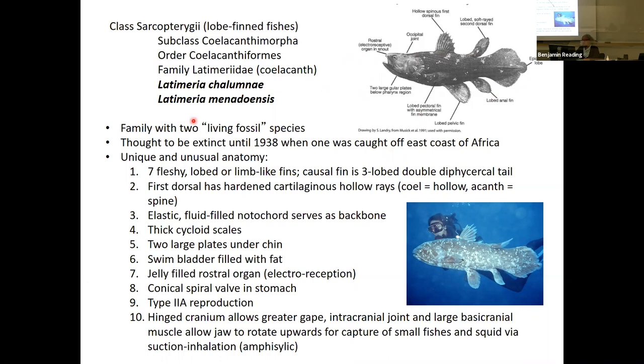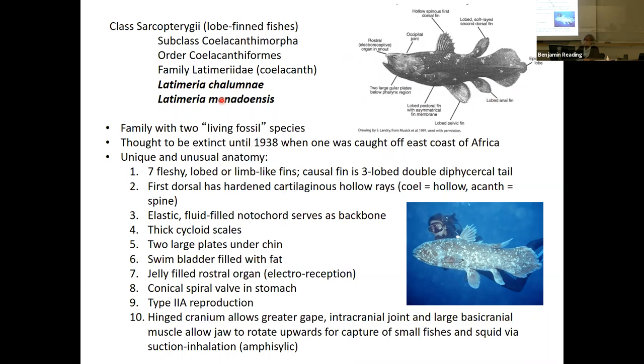I have two species listed here, Latimeria chalumnae and Latimeria menadoensis. There's a third one. This one is from the Comoros Islands. The other one is off of Indonesia. And then there's one from the Indian Ocean that was recently found.